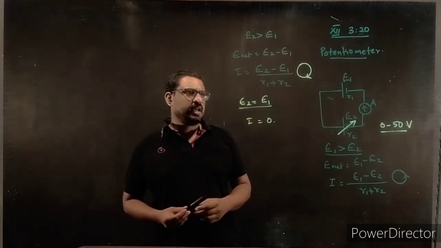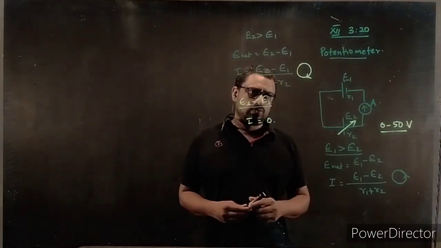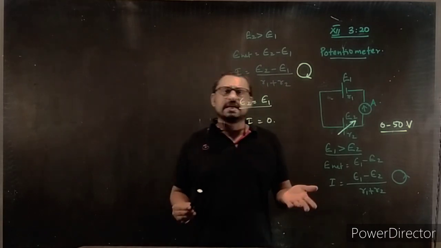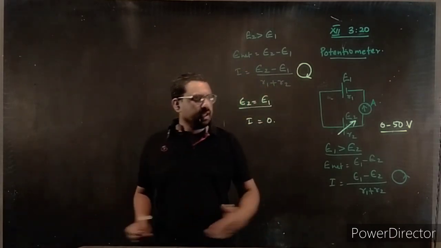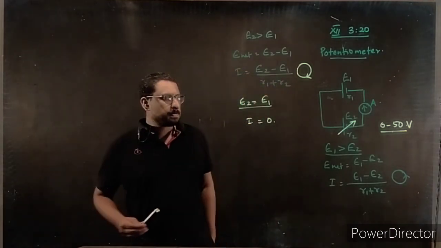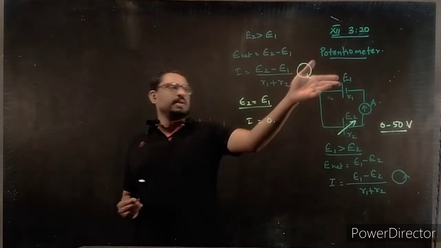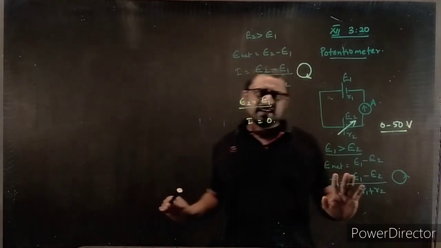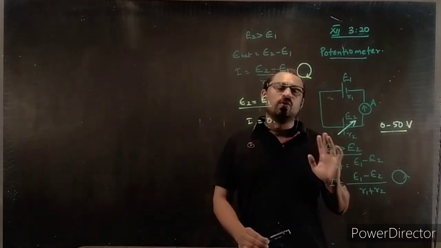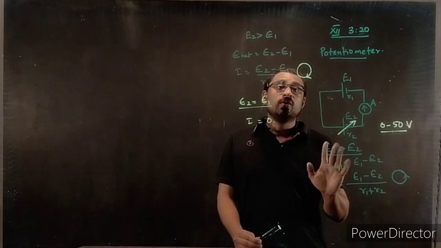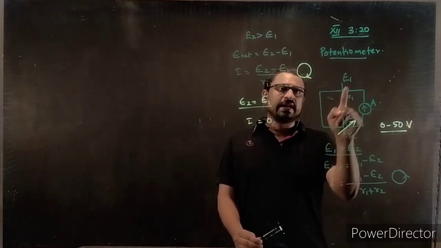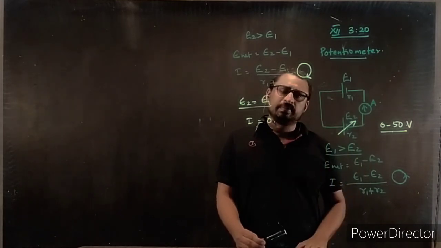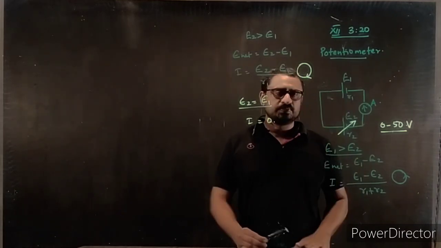E1 you don't know, but E2 is a source of EMF whose value can be varied from 0 to 50, and you want to measure E1. The situation is very simple. How? Connect like this: positive connected to positive and negative connected to negative, connect a galvanometer in between, and make a current flow.